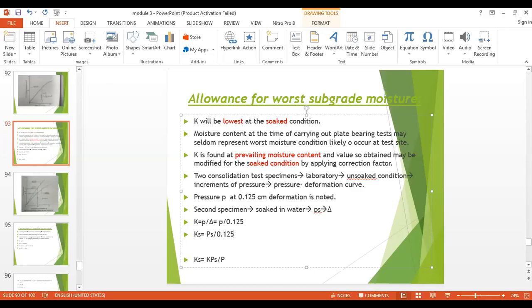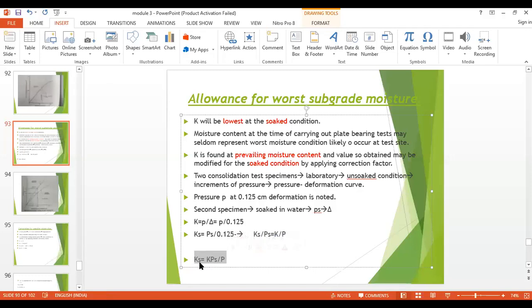Okay, you can equate equation 1 and equation 2. What will equation 1 and equation 2 become if you equate? The equation will become Ks divided by Ps is equal to K divided by P. If you substitute this, the final equation will be Ks is equal to K Ps divided by P.